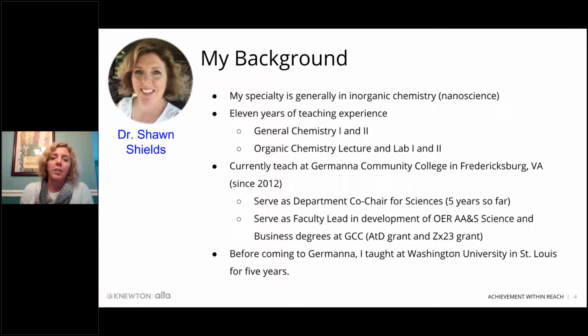I teach at a community college in Fredericksburg, Virginia, which is about 50 miles south of Washington, D.C. We're considered part of the metro area. I'm department chair for sciences, and I've been faculty lead in 2 grants for development of 2 OER associate's degrees in science and business. Germanna is now offering those. Students can take courses using all OER materials, which Knewton fits into extremely well. Before coming to Germanna, I taught Gen Chem for 5 years at Washington University in St. Louis.